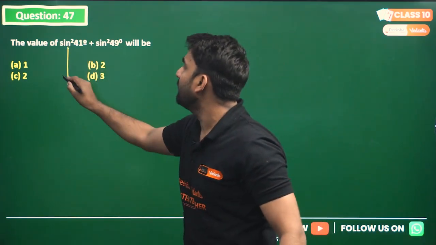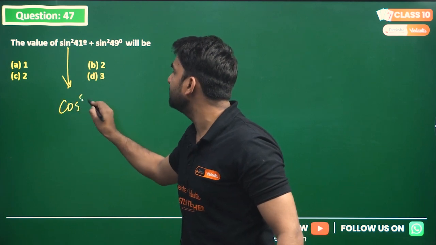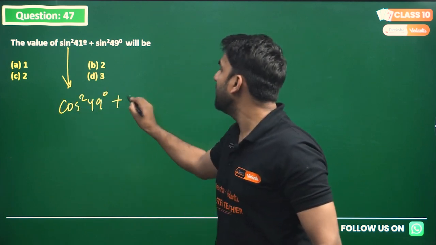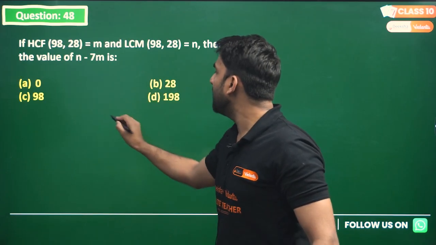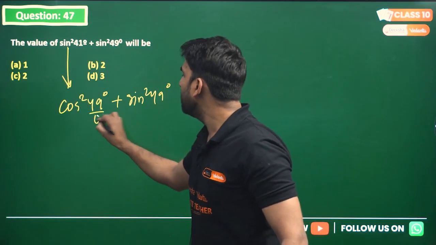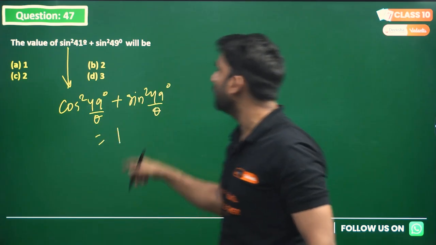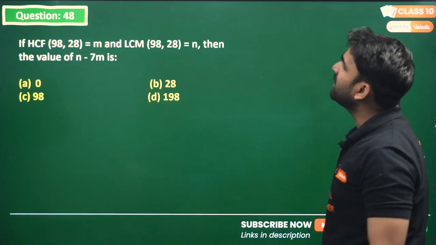So sin square 41 degree can also be written as cos square 49 degree, plus sin square 49 degree is already there. So cos square theta plus sin square theta is basically equal to 1. Option number A.